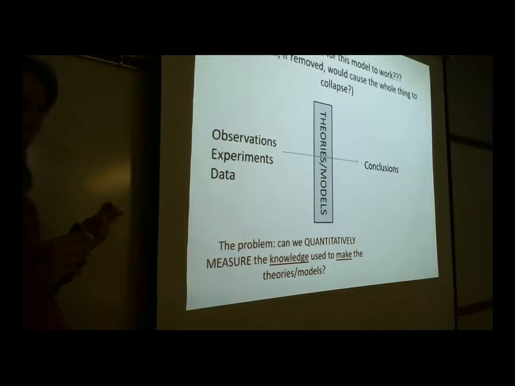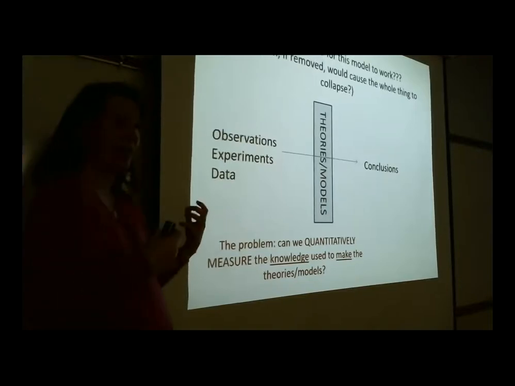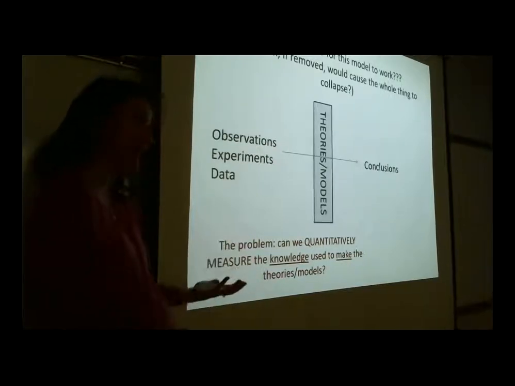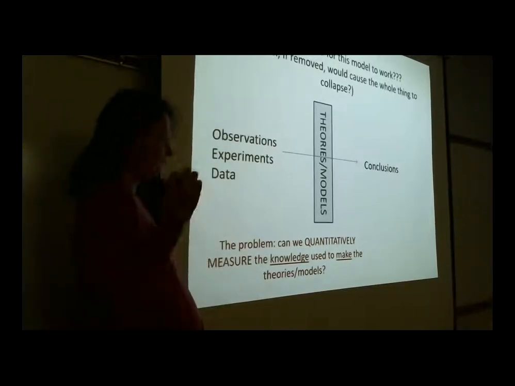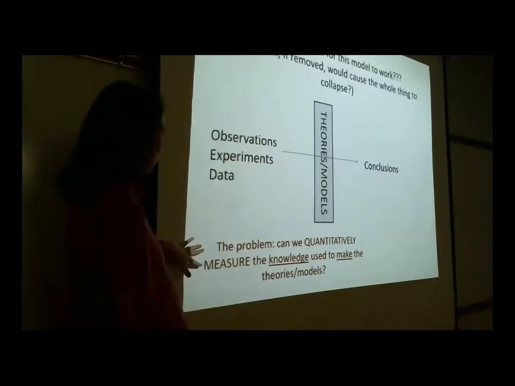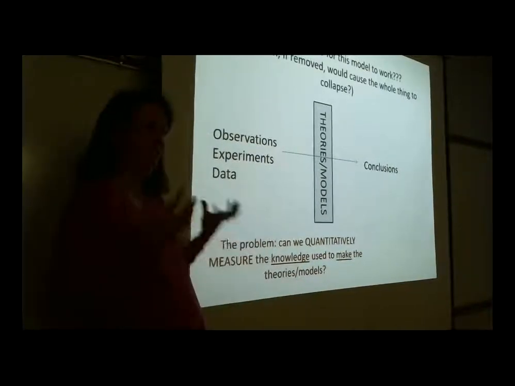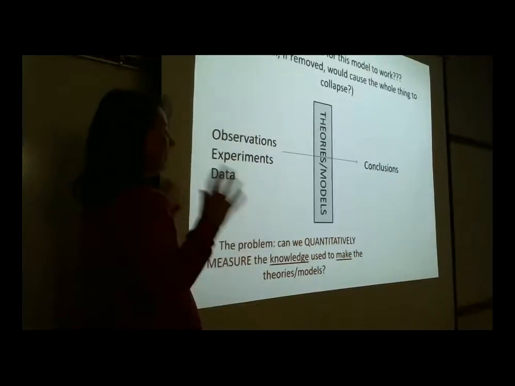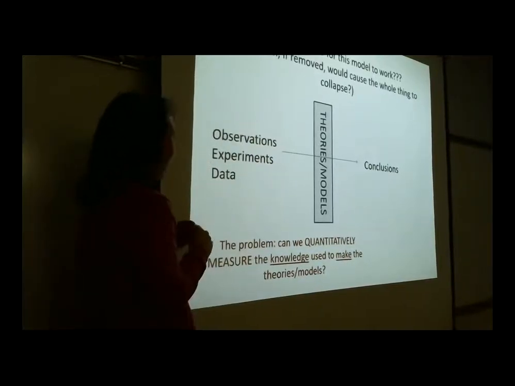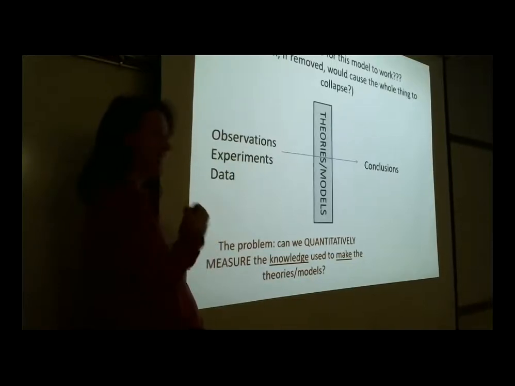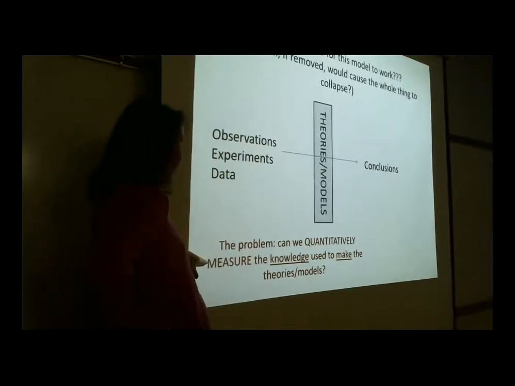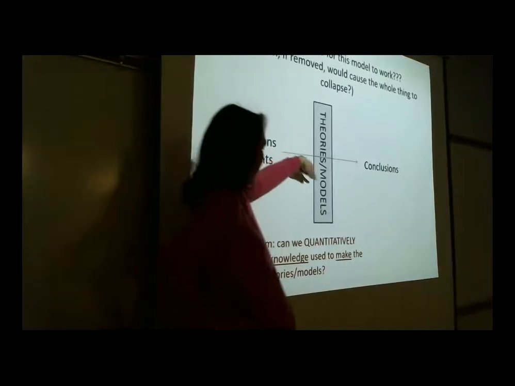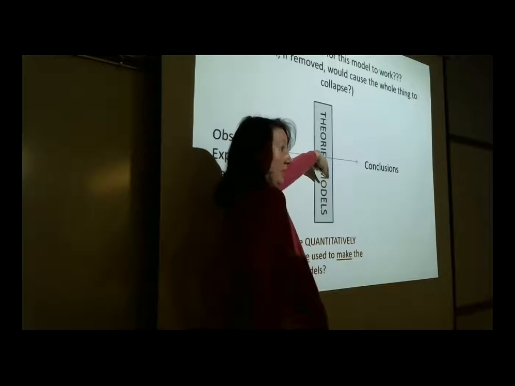But here's a problem, and this is a problem that every scientist is gonna have to deal with. And this is something that every good scientist should think about at some point in their educational career. So science is all about measuring things, right? That's what we like. We like mass and volume and temperature, density, all that great stuff. We like numbers. But here's the real problem that scientists have to grapple with. Can we measure the knowledge that was used to make those theories? Is that something we can measure?